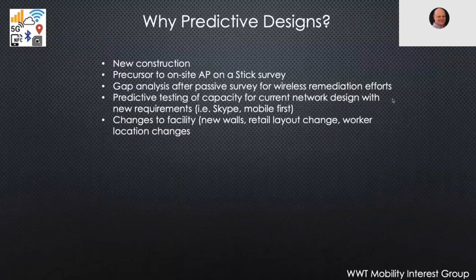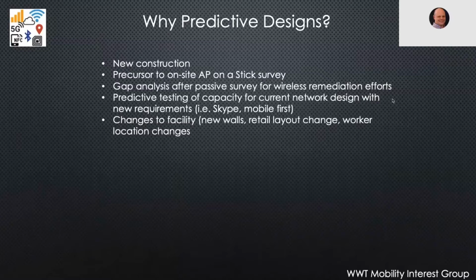Again, the gap analysis after a passive survey. So a customer has a current wireless network. Their requirements are changing. They're adding Skype on the desktop. They're going with a mobile first strategy. They're adding additional users. They're changing something in the environment. So we want to go get, what does the wireless look like today? And then we can do that gap analysis to go back and say, okay, based on your requirement of needing Skype on the desktop or wanting to go to a mobile first strategy, here's what we would need to do to remediate that network or redo a network.